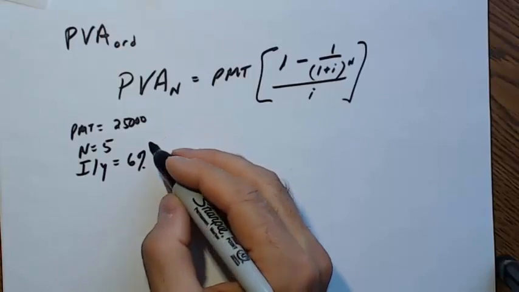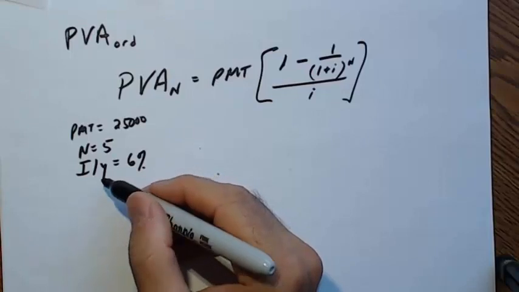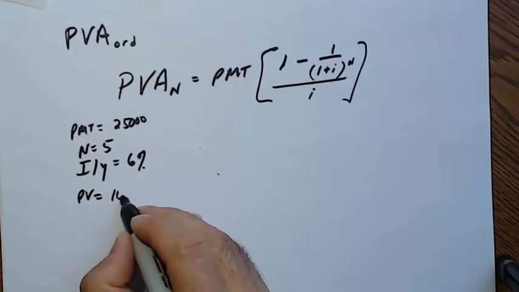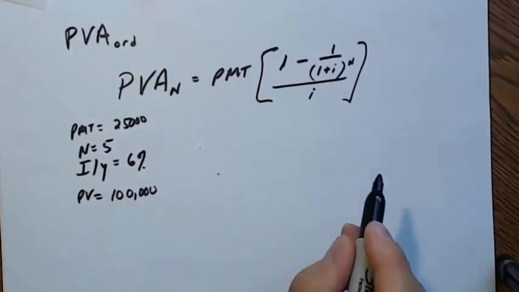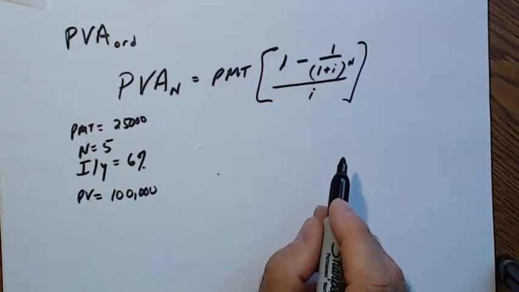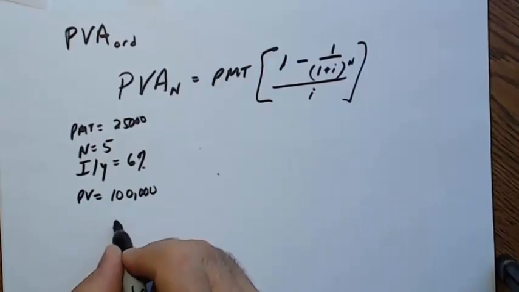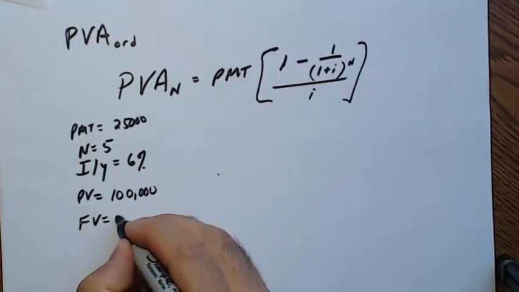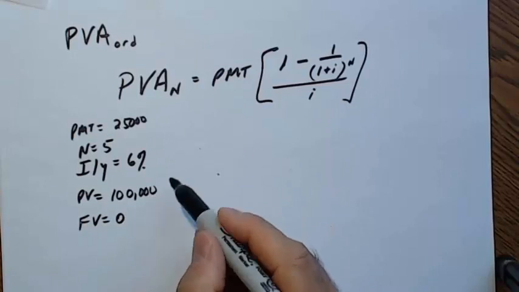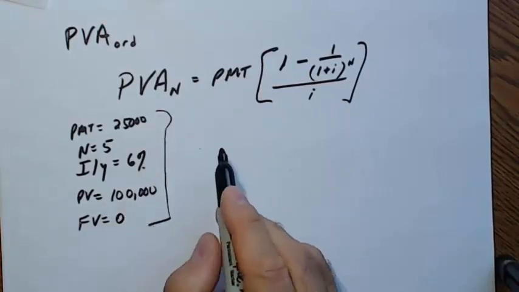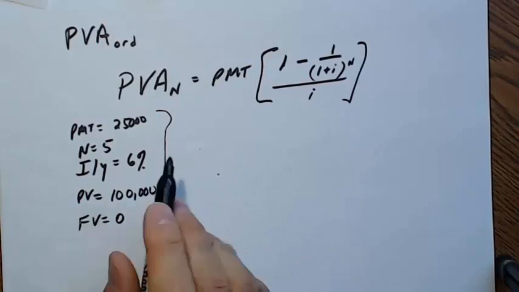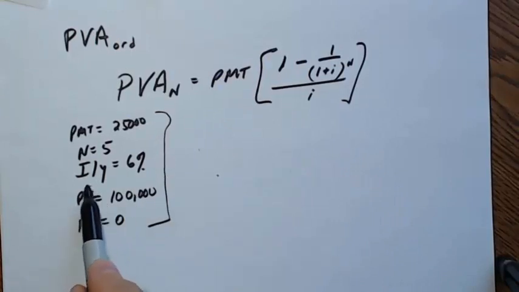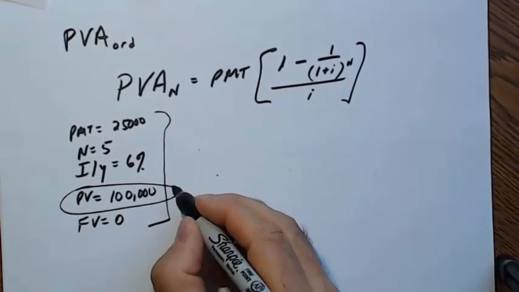So what else do we need? We have a present value of $100,000. Now, it's not asking, by the way, look at this problem, it's not asking for a future value. The future value is 0, by the way. So what this problem is doing is it's saying, look, what is the value of this annuity versus the present value of $100,000?